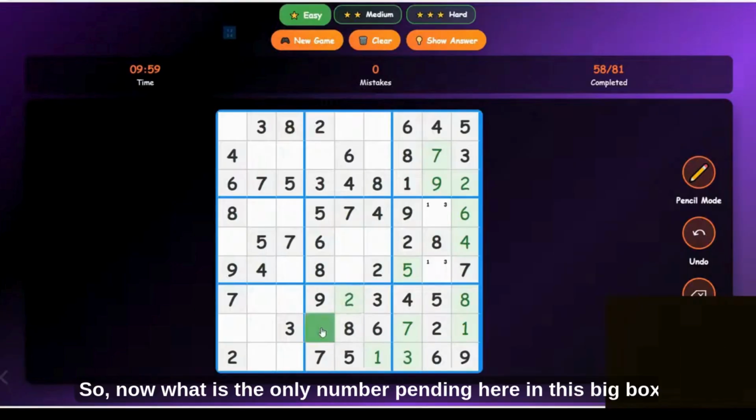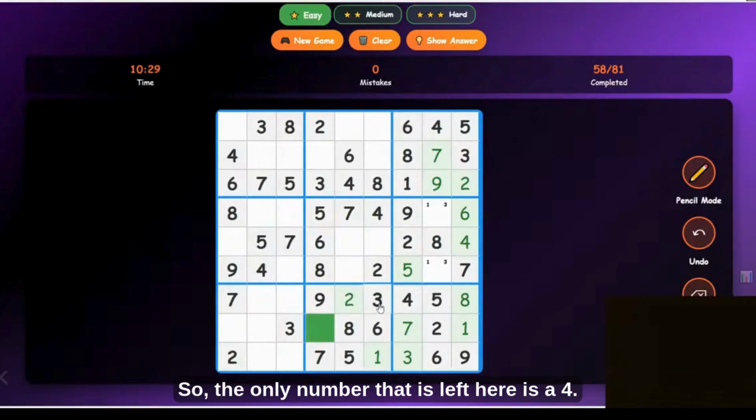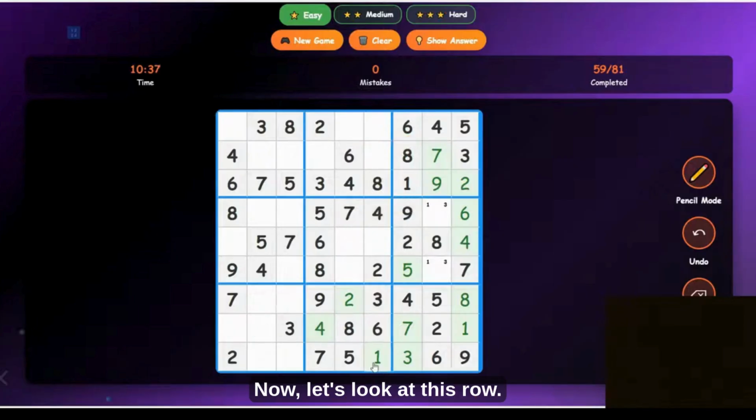Perfect. So now what is the only number pending here in this big box? Can you write in the comment section? 1, 2, 3. So the only number that is left here is a 4. So I'm going to write a 4 here. And we finished this big box. Cool. Now let's look at this row.